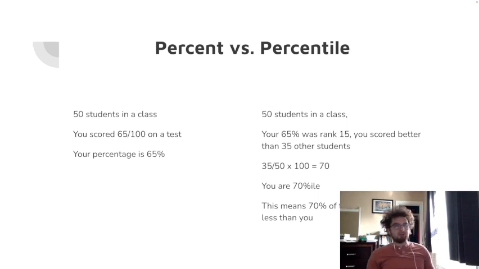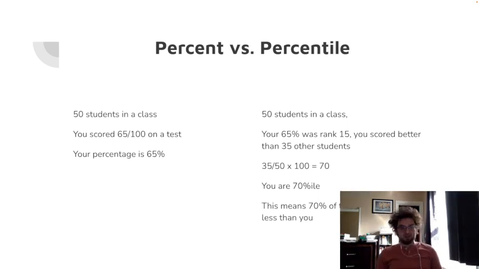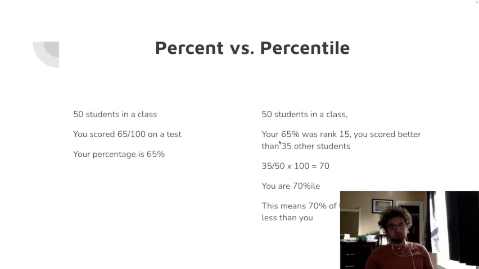So we take the amount of students that you scored better than, divided by the total amount of students, multiplied by 100, which gives us 70. Okay, meaning you were 70th percentile. This means that 70% of the students scored less than you. Okay, meaning that 30% of the students scored more than you. Okay, so hopefully that's a very quick, easy lesson on percentiles, because again, this presentation is going to go into some numbers and it's going to talk about percentiles, not percentages.